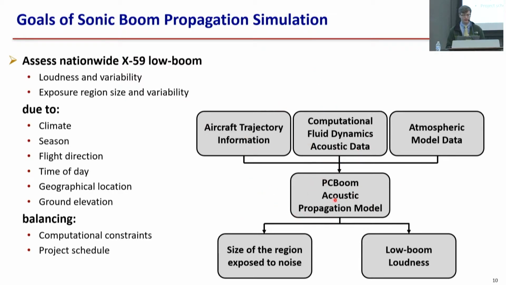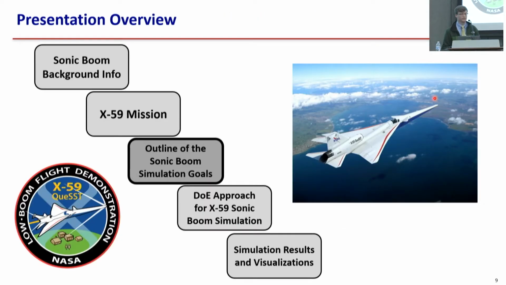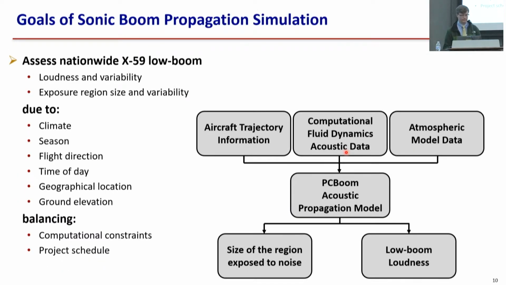We provide our PC boom acoustic propagation model with the aircraft trajectory information, so that's its Mach number, altitude, and heading. We also have computational fluid dynamics acoustic data near the aircraft that we provide to the model, and then we have our atmospheric model data. Sorry, it's jumping around on me here. The outputs of PC boom are the size of the exposure region and the low boom loudness of the X-59 signatures.